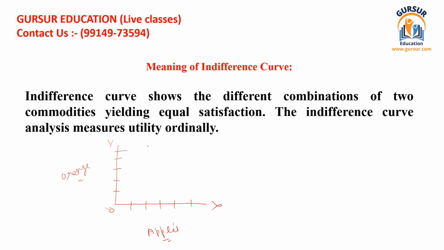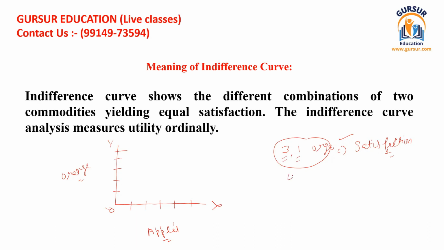So what is an indifference curve? Suppose you consume 3 apples and 1 orange, and this is your total consumption. Why do you consume? Just for the sake of getting some kind of satisfaction. You eat something for satisfaction, but you know that there can be different combinations of eating different commodities. It's not necessary that you have to consume only 3 apples and 1 orange.